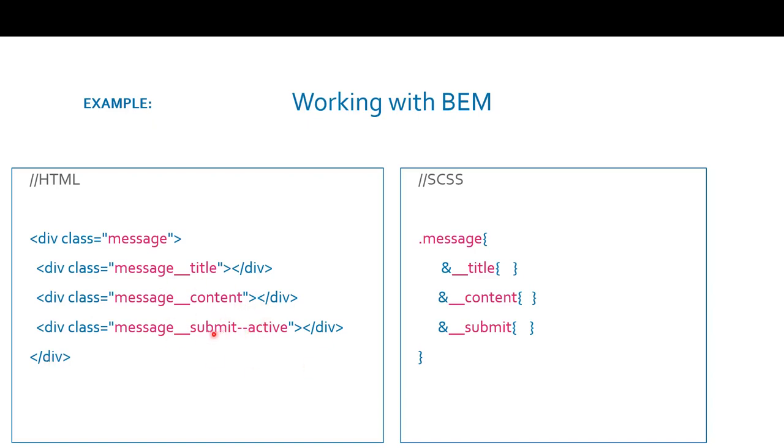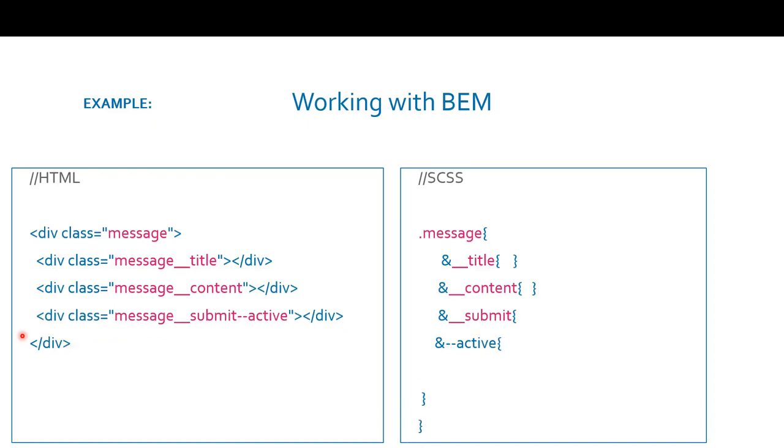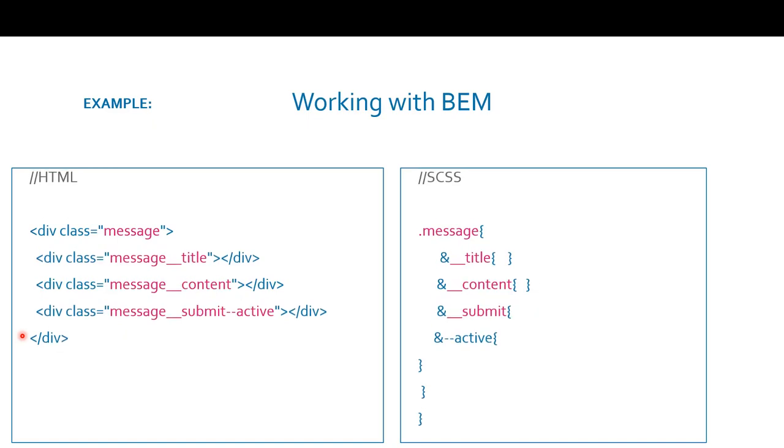If I want to put, within this I could have another element with my modifier called active. I think this is how this should work. So we can have submit, and then we can now have submit and active. So you can see I've added active here.